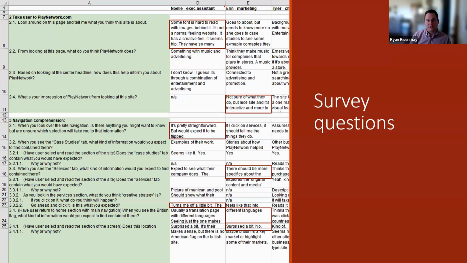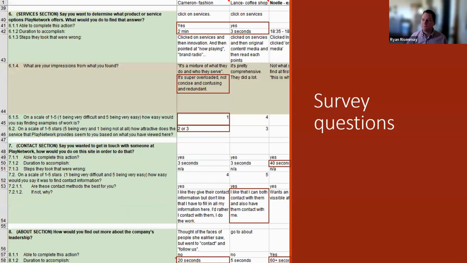So they're actually voicing out loud, now that they're familiar, what they really think they're going to get before they click there. Or 3.3.22, go ahead and click it. Is this what you expected? On that other creative strategy button, this person says it turns me off a little bit, and it goes on. There's more to that answer, etc. So we're getting them to voice what they're going through.